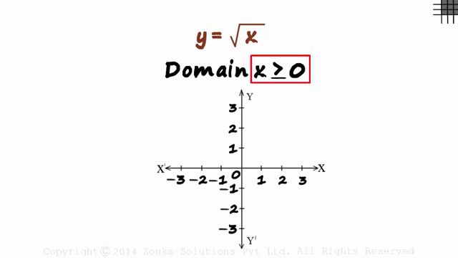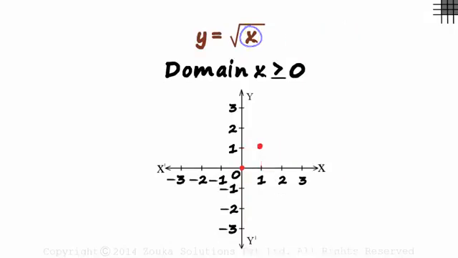As the domain is greater than or equal to 0, we just try out non-negative values of X. When X is 0, root of X will also be 0. 0, 0 will be our first point. What is Y when X is 1? Root of 1 is also 1. So 1, 1 is another point.